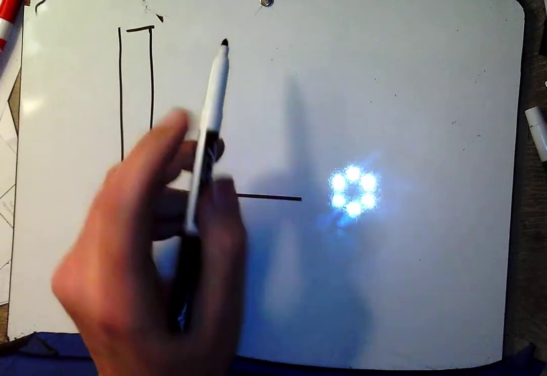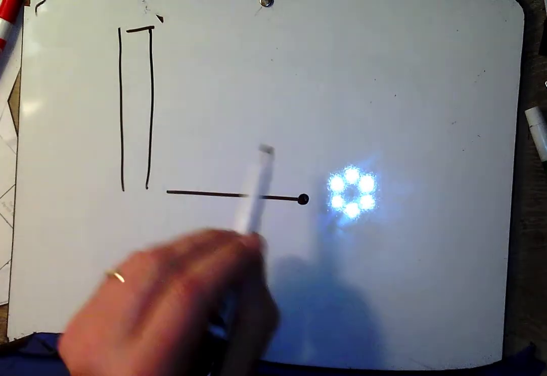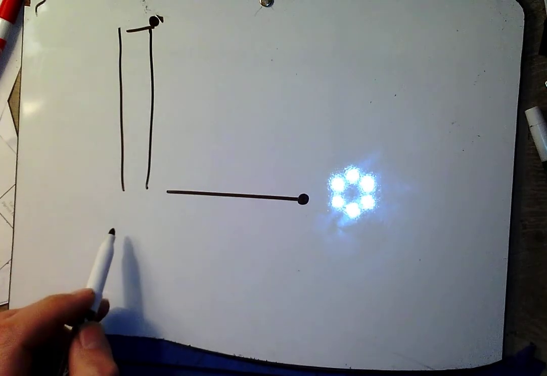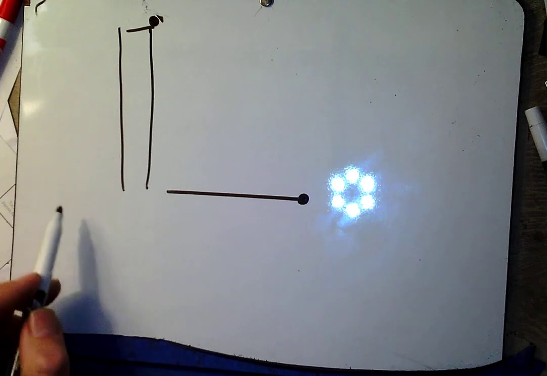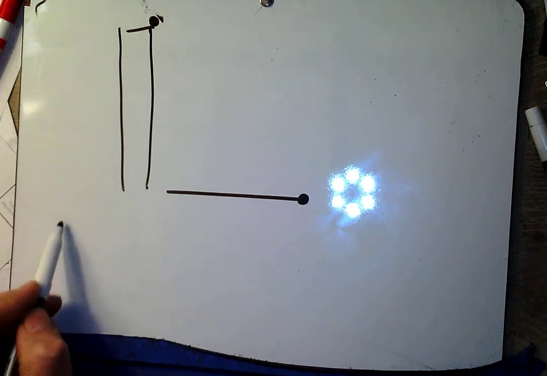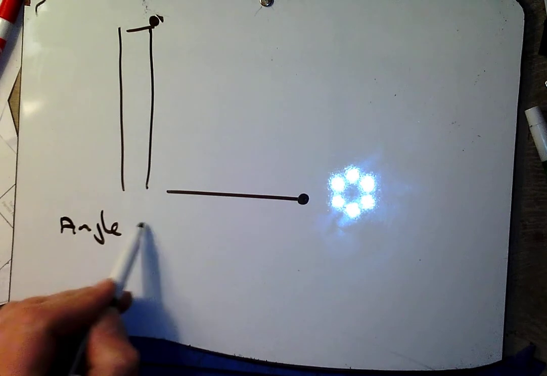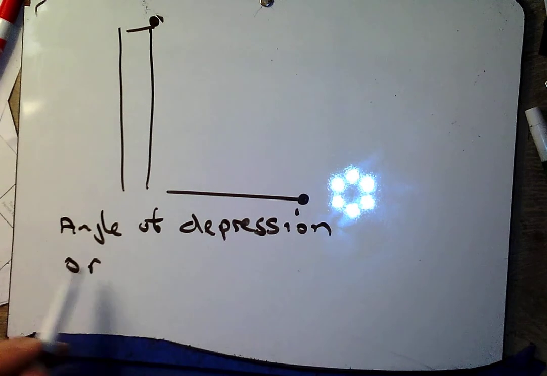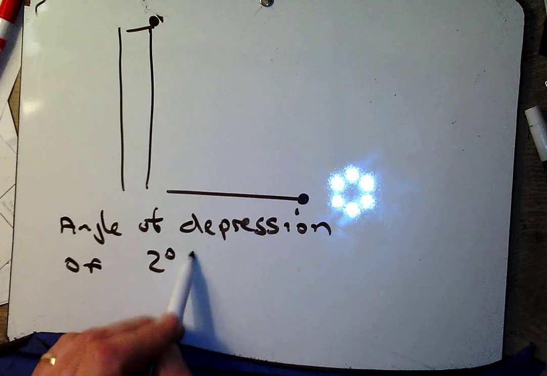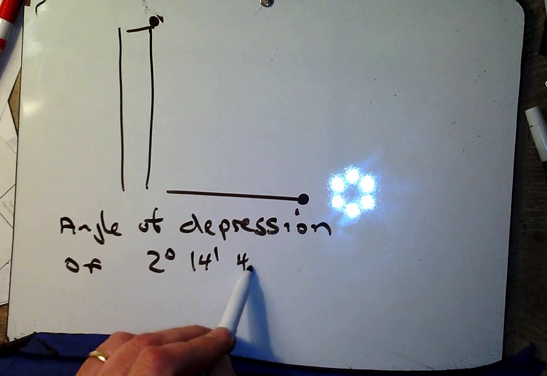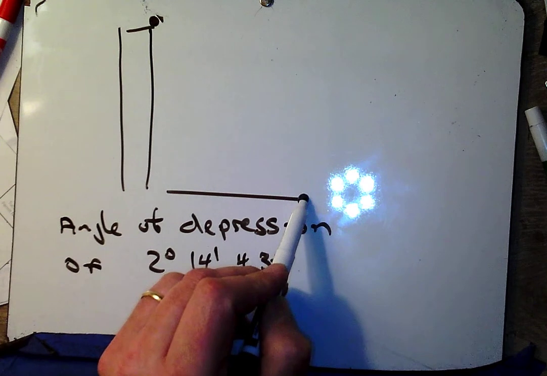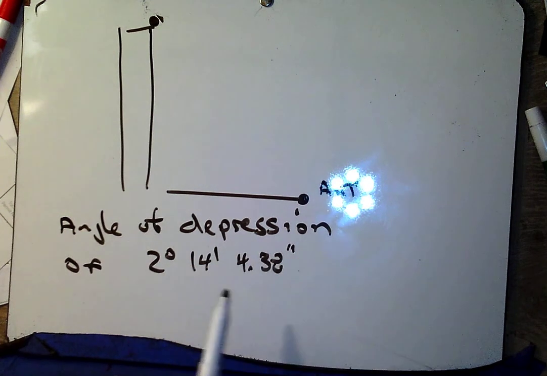Okay, so what I want to say is, if you are up here on the observation deck of the Empire State Building, you can look down with an angle of depression of 2 degrees, 14 minutes, and 4.38 seconds. And you'll be able to see what's over there. Ooh, it's that ant we were talking about.